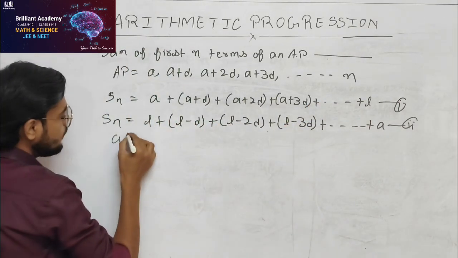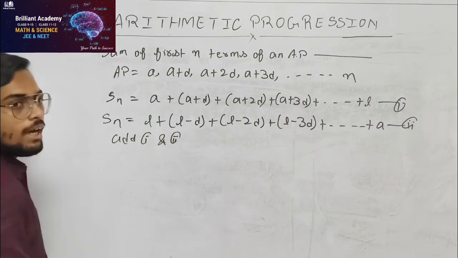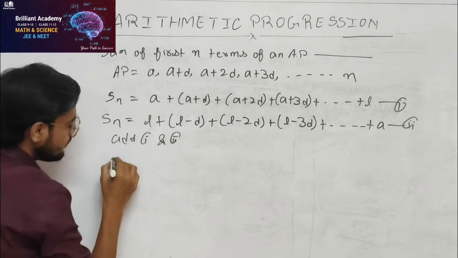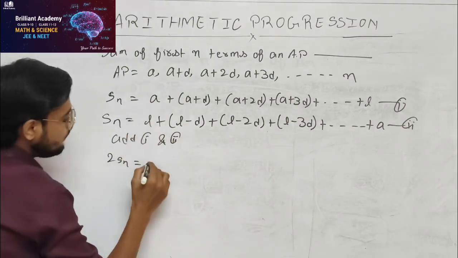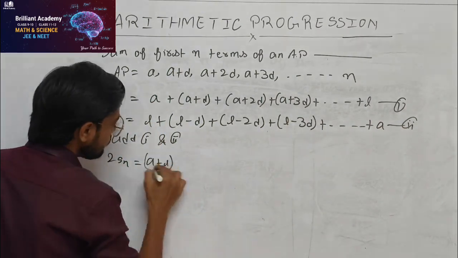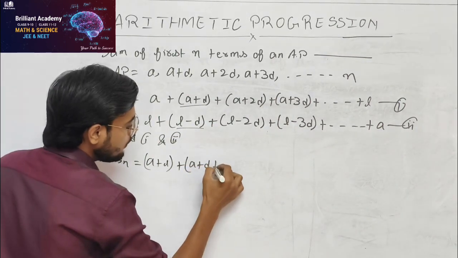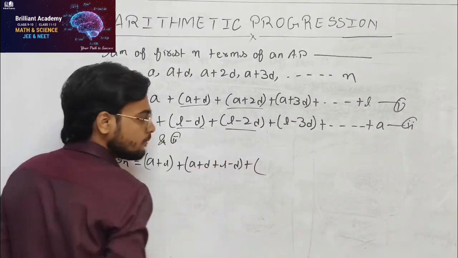Now in the third step I add these two equations. So the third step is: add equation first and second. After adding both equations, what do we have? 2Sn is equal to a plus l here, a plus d plus l minus d, again a plus 2d plus l minus 2d.